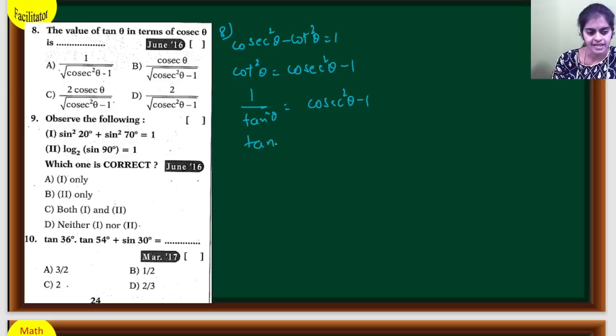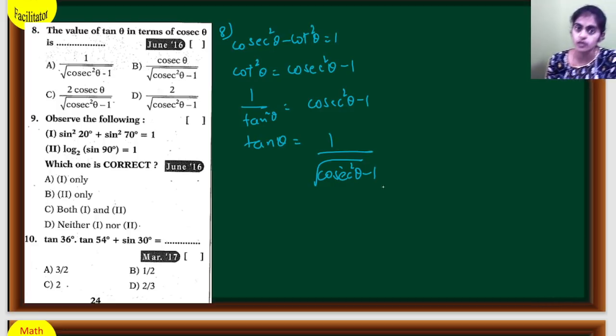Or I want tan theta. So tan square theta is 1 by cosecant square theta minus 1. I have directly taken the root also, so I'll remove the square here. Tan theta is 1 by root cosecant square theta minus 1. So where is the correct option? Option A is correct.